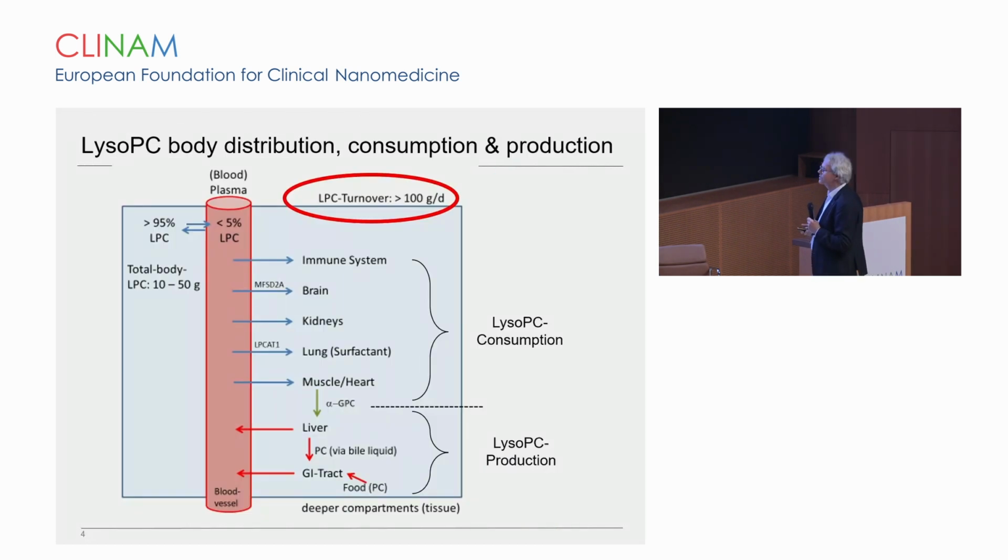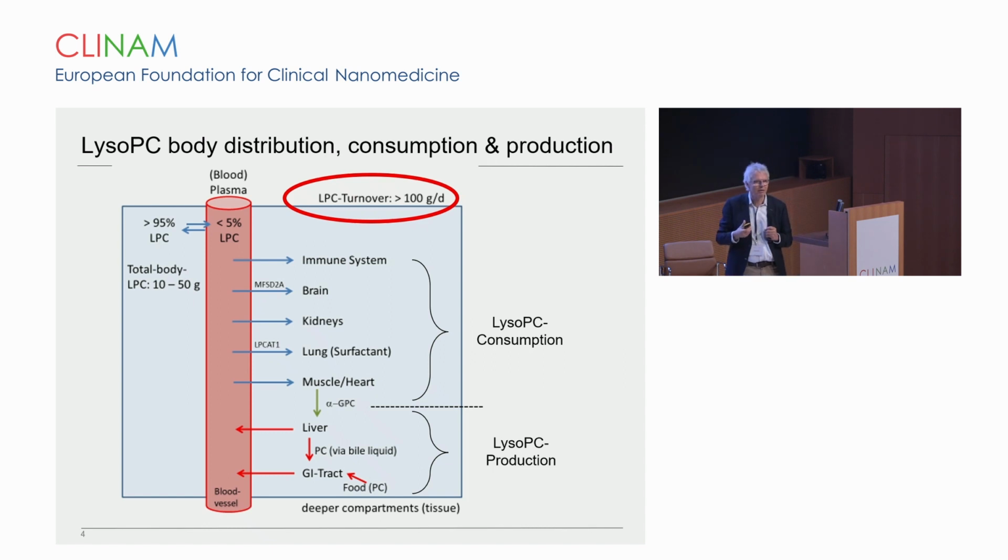The next slide shows you the phospholipid turnover in the body. The blue box is our body, all the deeper compartments combined. You see a blood vessel. In the blood vessel, we have 5% of the Lyso-P. The other 95% is in deeper compartments. When you calculate from 500 milligrams, you come to the conclusion that in the total body, in the deeper compartments, there is about 20 grams. We are not sure about the exact values, therefore we usually say it's between 10 and 50 grams of Lyso-P we have in our body.